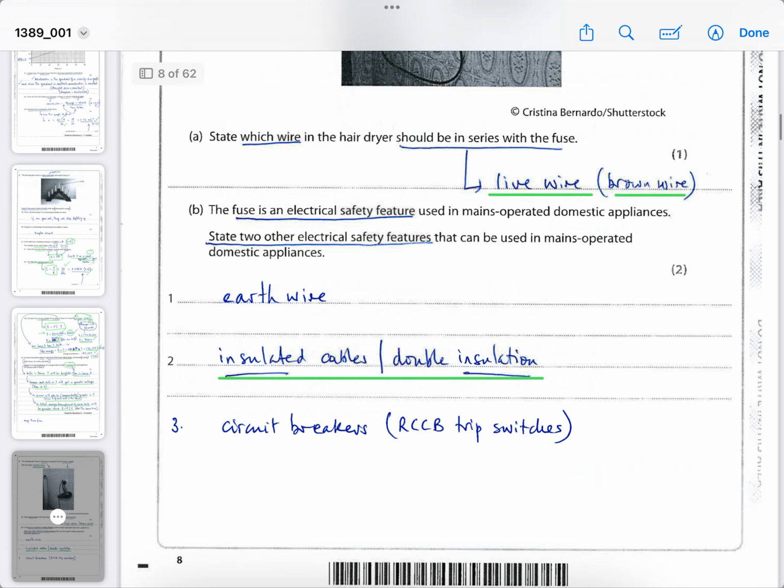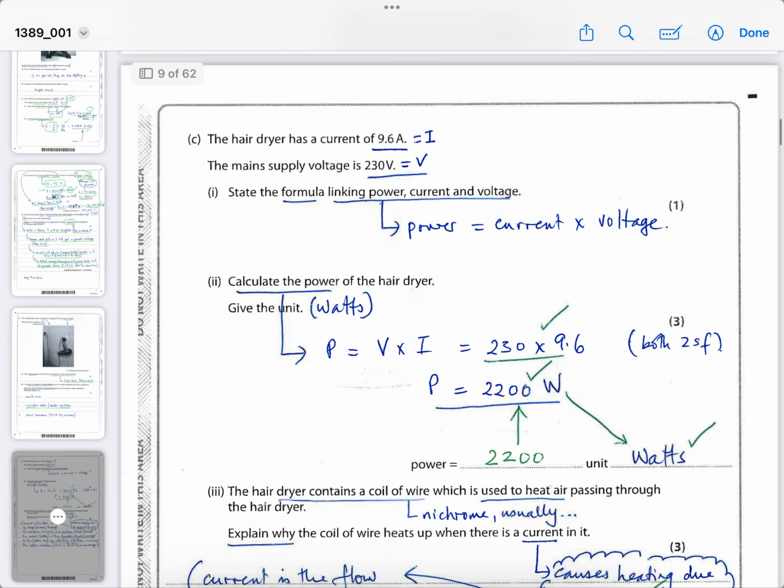Okay, and then the hairdryer has a current of 9.6 amps, so that's quite a high current. The mains supply voltage on average is 230 volts, because remember it actually goes positive, negative, positive, negative. So it's a special form of averaging, because obviously if it's positive and negative, the actual middle value will be 0. So the normal mean will be 0. But there is another way of calculating the effective voltage over a whole cycle, and it's called the RMS value. And when you do A-level, you definitely need to know that.